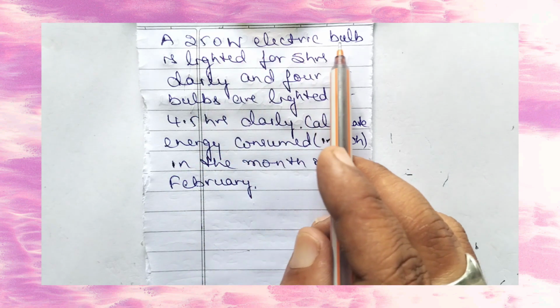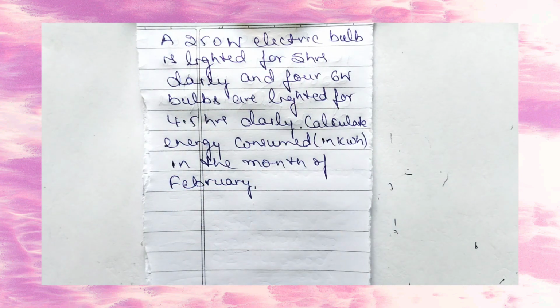A 20 watt electric bulb is lighted for 5 hours daily and 4 6 watt bulbs are lighted for 4.5 hours daily. Calculate the energy consumed in kilowatt hour in the month of February. So now let us calculate this question.